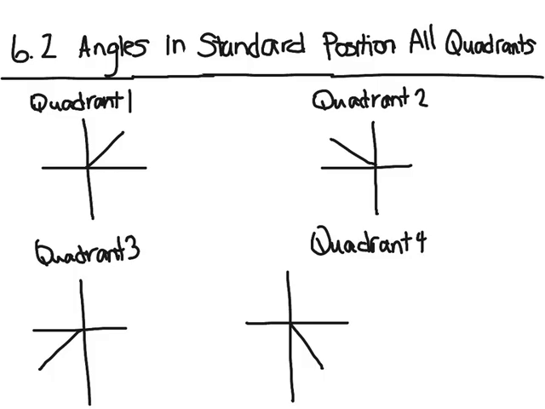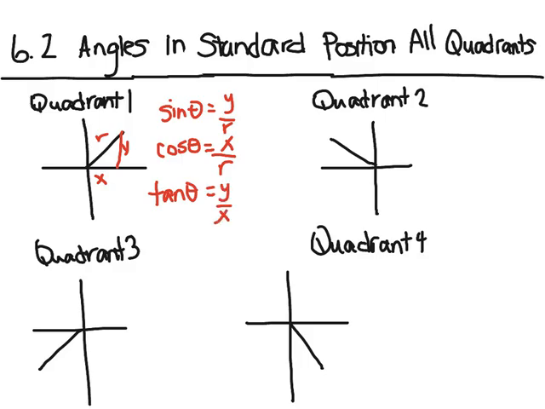We can also compare our primary trigonometric ratios with our reference angles. So if we take quadrant 1, we know that this is our y and this is our x. So sine theta equals y over r, cos theta equals x over r, and tan theta equals y over x. All three of our ratios are positive.